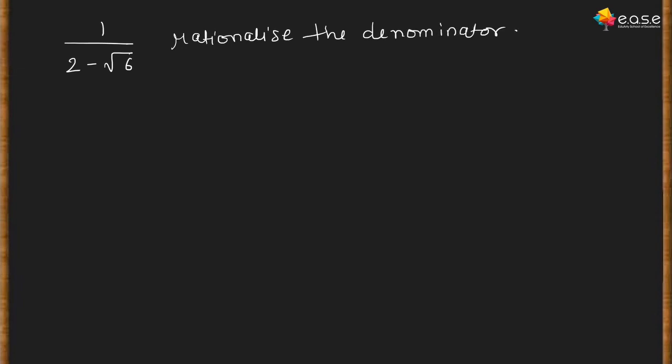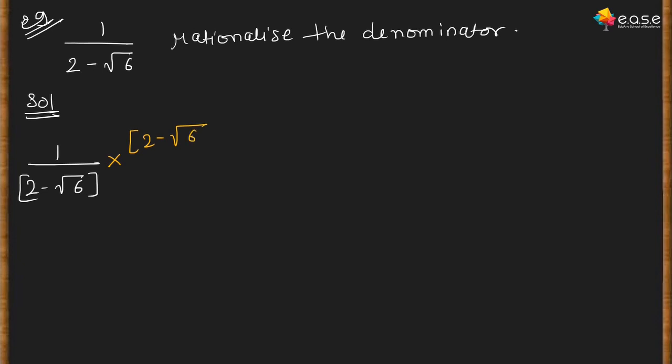How will you rationalize the denominator? Simply, take this as an example. You will take this as 1 by 2 minus root 6. We are going to multiply and divide with the opposite sign, which is 2 plus root 6 divided by 2 plus root 6.